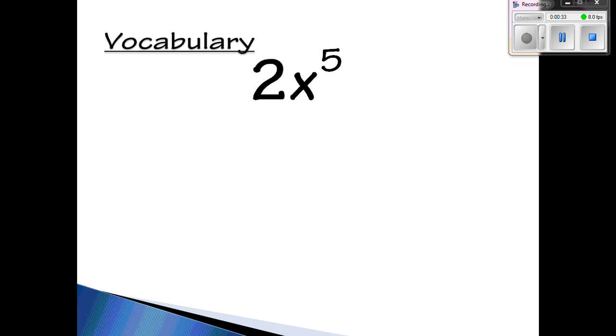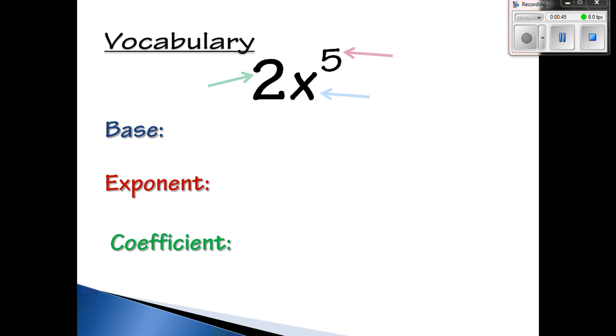All right. First thing that we're going to be talking about is some vocabulary. So go ahead and write this down, 2x to the fifth. Now there are three parts that we're going to be talking about. There's the base, the exponent, and the coefficient. Okay, and they're all nicely color coordinated for you.